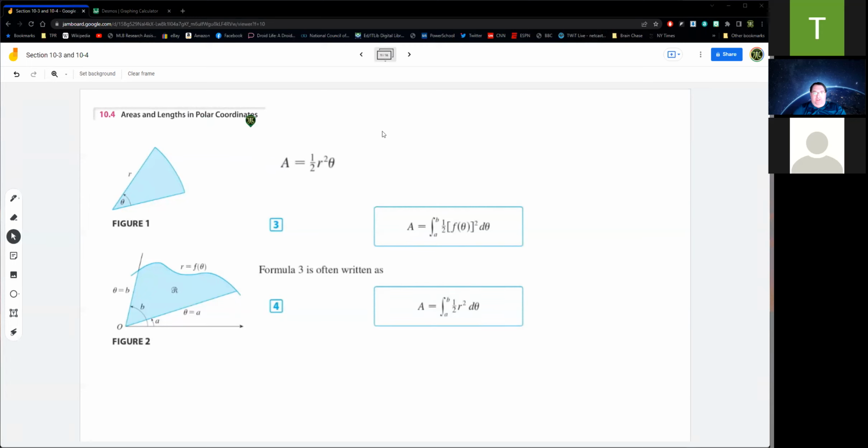However, we need to be able to figure this out for any crazy shape. So the formula for that is an integral because we're going to be cutting it into pieces. So the integral from a to b, which is in terms of theta, the theta start and theta end, of 1/2 the radius squared d theta. But remember that r in this situation is going to be a function. It's not just a single number.